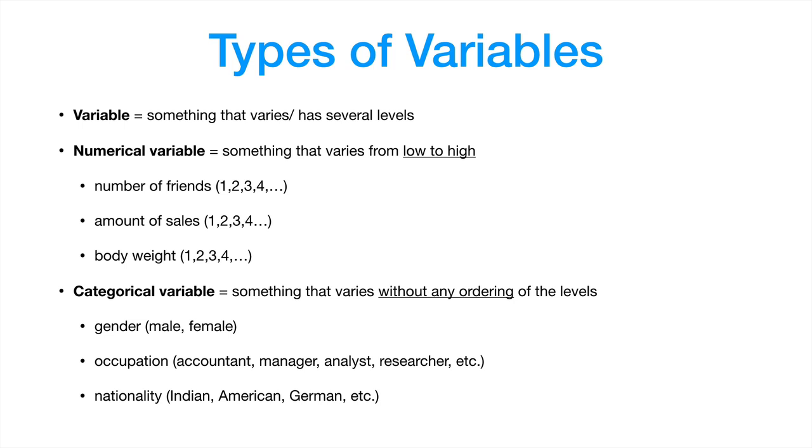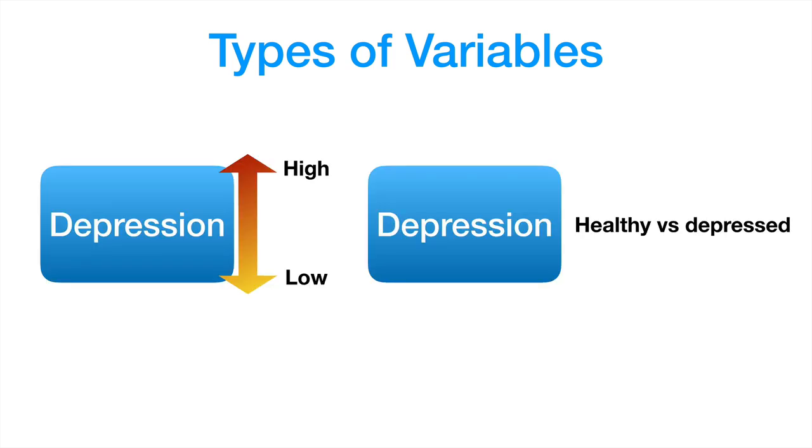Okay, then when exactly is a variable a numerical variable, and when is it a categorical variable? And this depends on how you define the variable and also how you choose to measure it. So let's take an example. Let's take depression. On the one hand, you could say that depression is a numerical variable because you can be a little bit depressed, you can be a little bit more depressed, you can be very depressed. So it is something that we can think of as a numerical continuum.